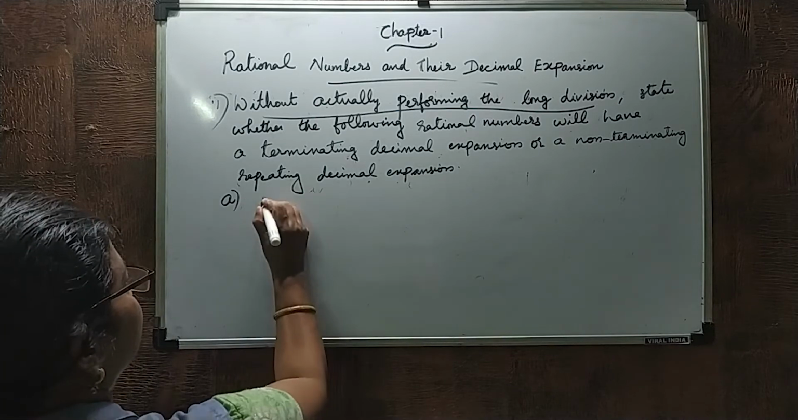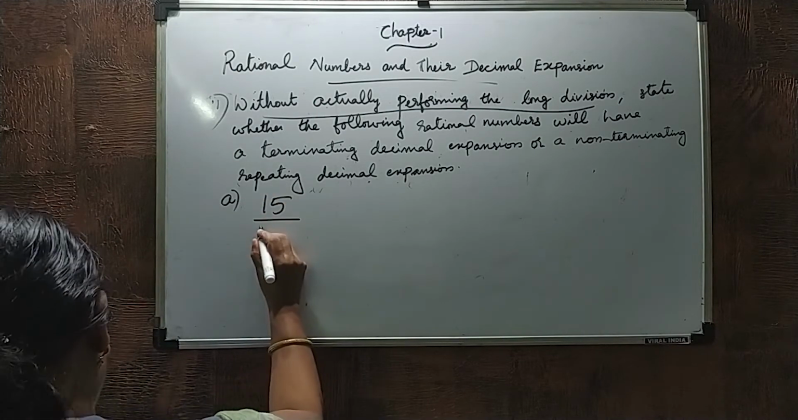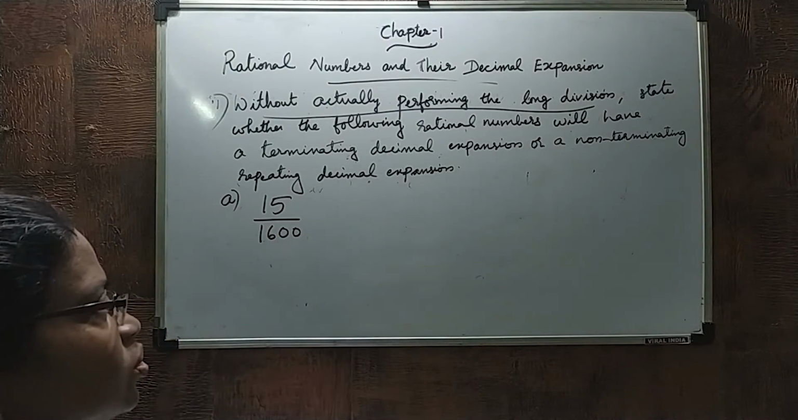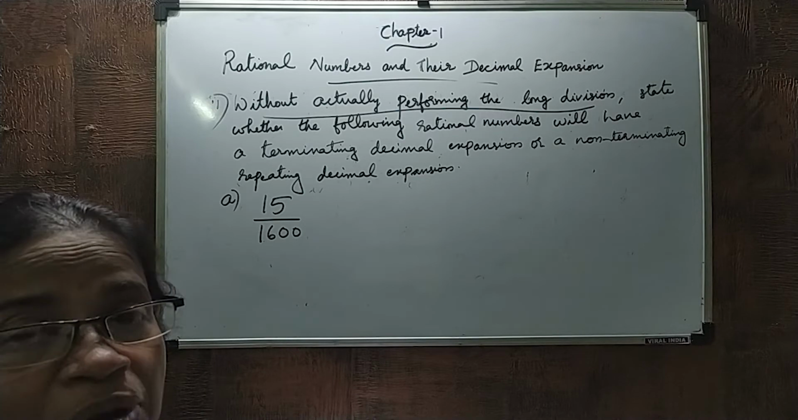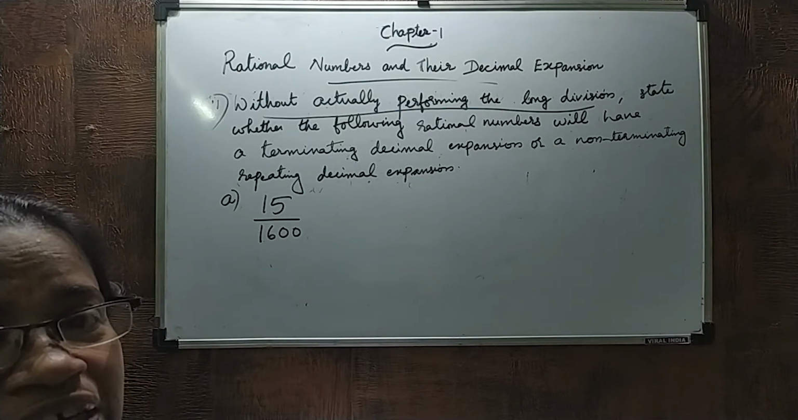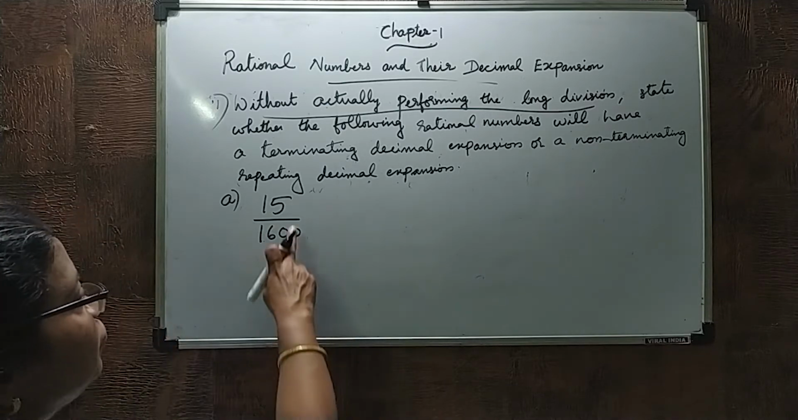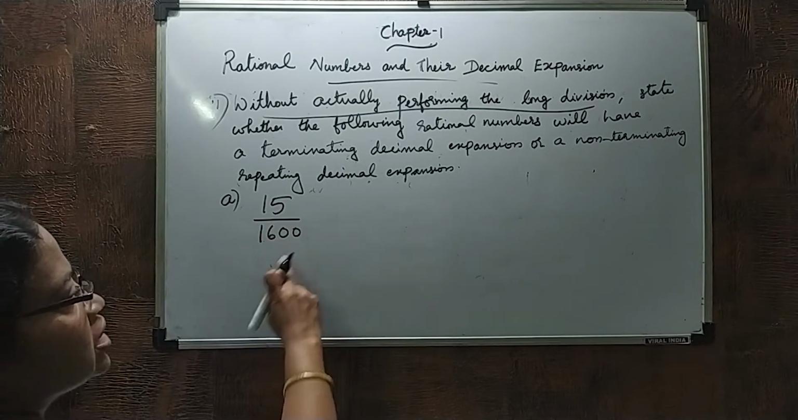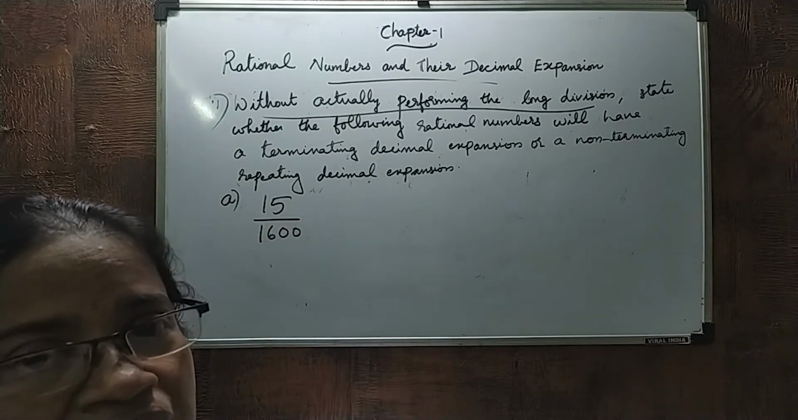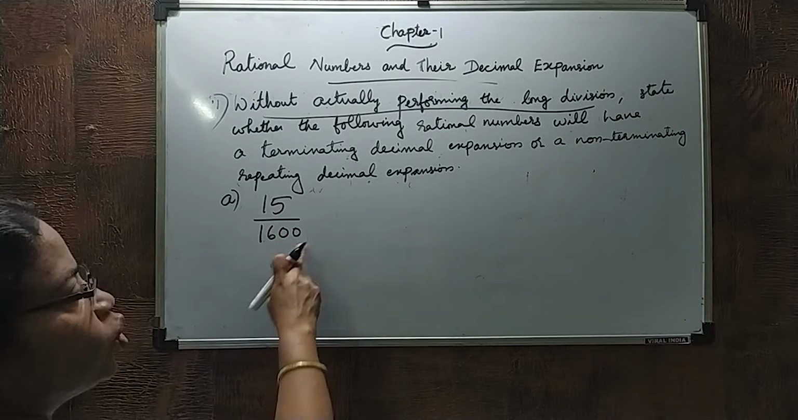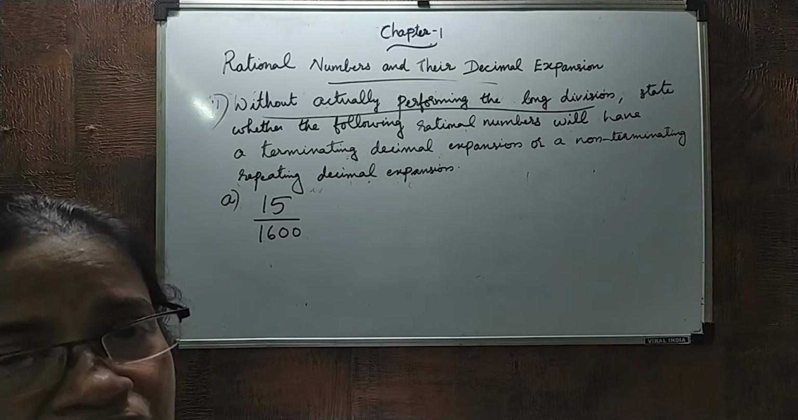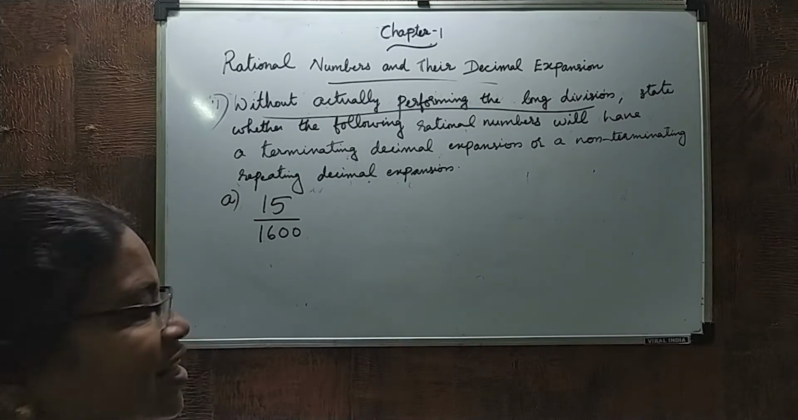It is 15 by 1600. 15 by 1600 is the question. Now first remember the step I told you: you have to cancel if there is a common factor. Here 15 is there, and here 1600. A number ending with 5 or 0 is divisible by 5, so it is a common factor for both of them. So just cancel with 5.